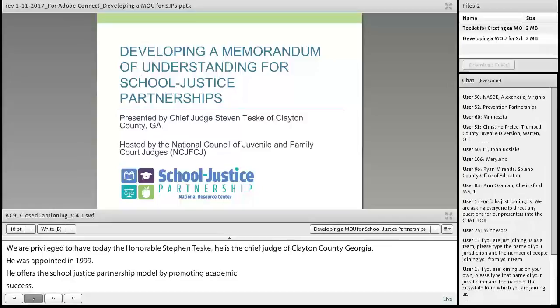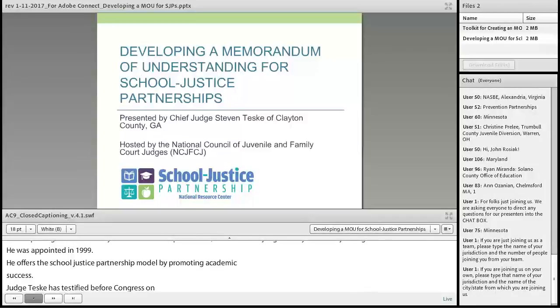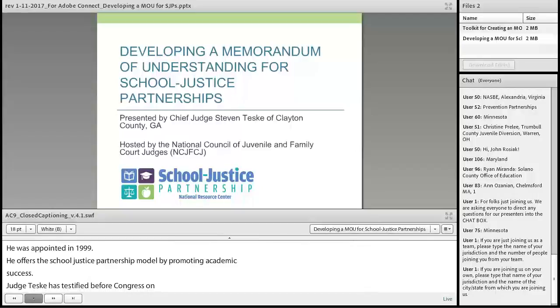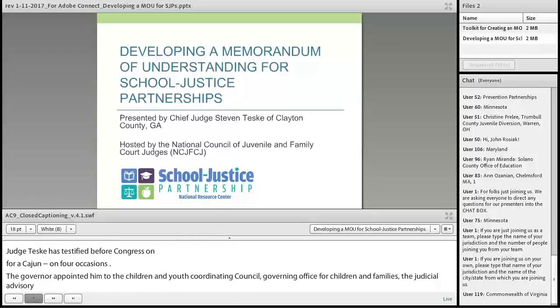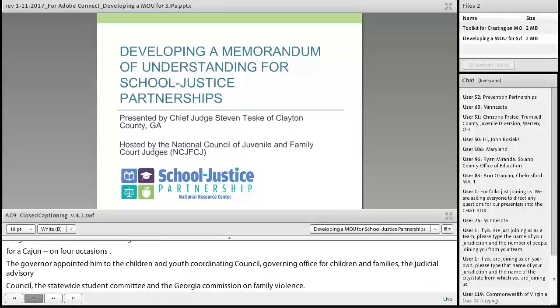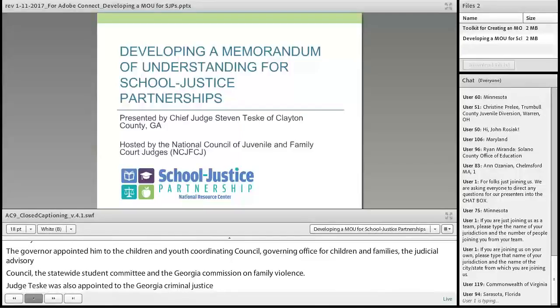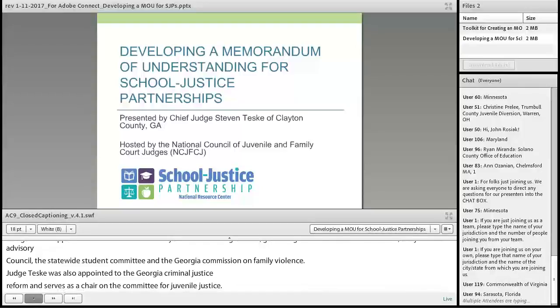The governor appointed him to the Children's and Youth Coordinating Council, Governor's Office for Children and Families, DJJ Judicial Advisory Council, JDAI Statewide Steering Committee, and the Georgia Commission on Family Violence. Judge Teske was also appointed to the Georgia Criminal Justice Reform Commission and serves as the chair of the Oversight and Implementation Committee for Juvenile Justice. He has served on the Council of SAGs of the Coalition for Juvenile Justice and the Federal Advisory Committee for Juvenile Justice, which advises the President and Congress on juvenile justice issues.